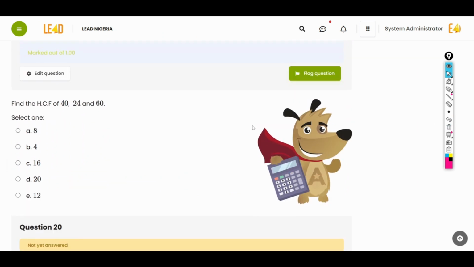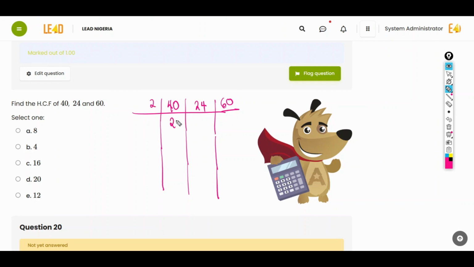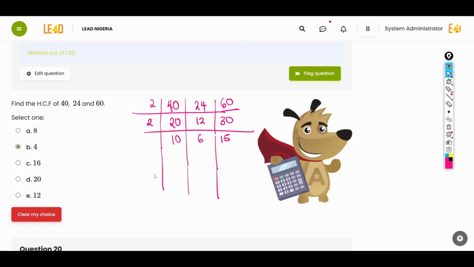75A. Okay, find the HCF of 40, 24, and 60. HCF will only divide by what can divide all of them. So 40, 24, and 60. We can work with 2. I have 20, I have 12, I have 30. I can work with 2 again. I have 10, I have 6, we have 15. There's nothing else that can divide everything. All right, so the answer is just 4. 2 can divide everything, 3 can divide everything.